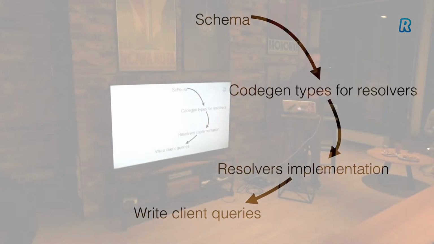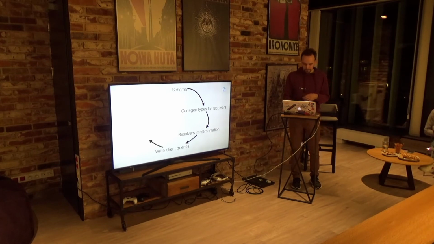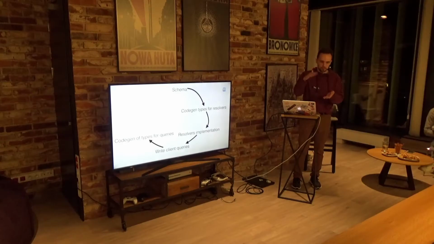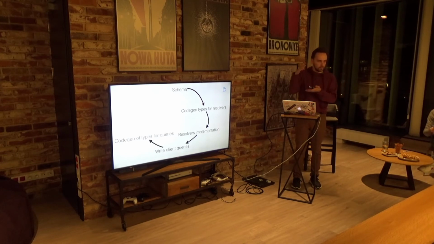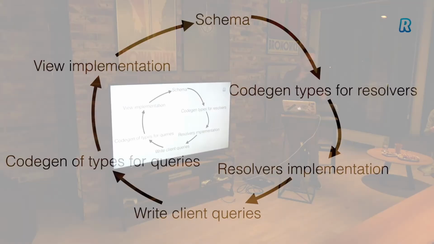Then you write the client queries: how are you going to use this data on your client? Then you generate types for these queries, because every single query will have 3 fields, another will have 5 fields, and for every particular query it will generate separate typings. So you implement the view, and you're basically done. Yeah, so it's kind of schema-driven development.